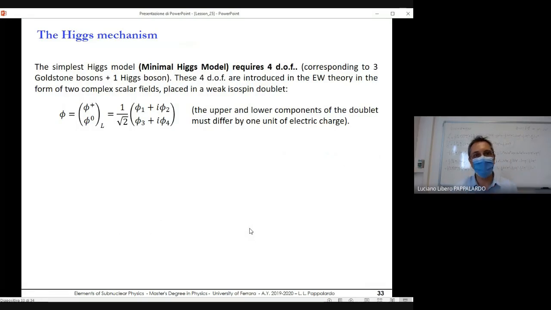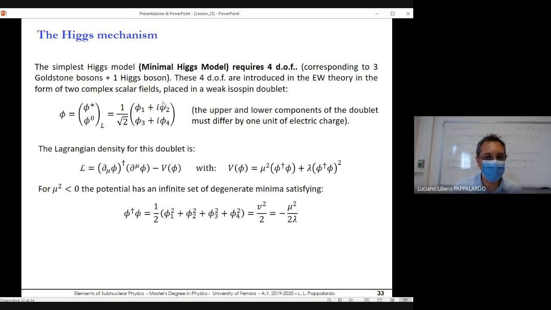Now, let's complete the circle by applying what we just learned to the case of the Higgs mechanism, okay? So applying the spontaneous symmetry breaking within the electroweak theory. In this minimal Higgs model, as we just said, we need 4 degrees of freedom because we have to provide mass to 3 bosons, the W plus, the W minus, and Z, okay? And these 4 degrees of freedom are introduced in the electroweak theory in the form of a complex scalar field, in the form of an isospin doublet. This is a standard isospin doublet, where we have 2 components which differ by 1 unit of electric charge, like the neutrino and the electron. But now each of those is a complex field. So in total, we have 4 degrees of freedom: by 1, by 2, by 3, by 4. This is exactly what we need to make our game.